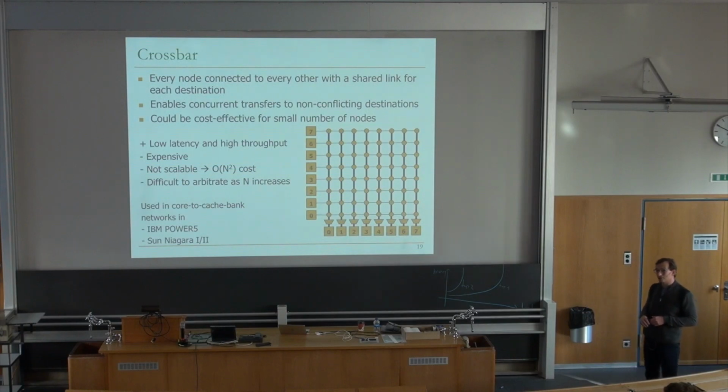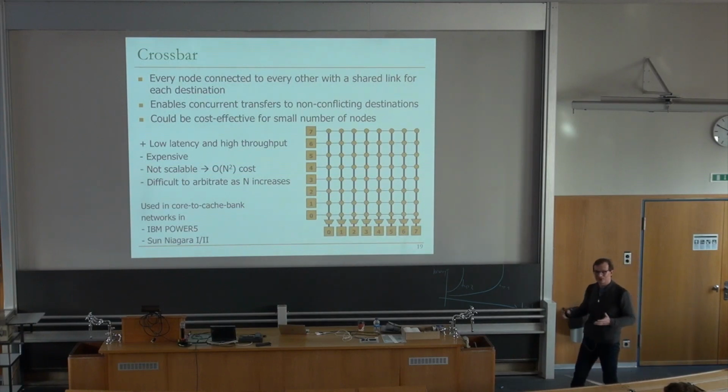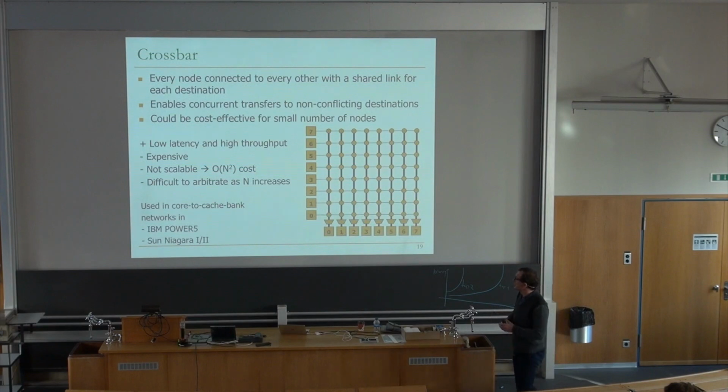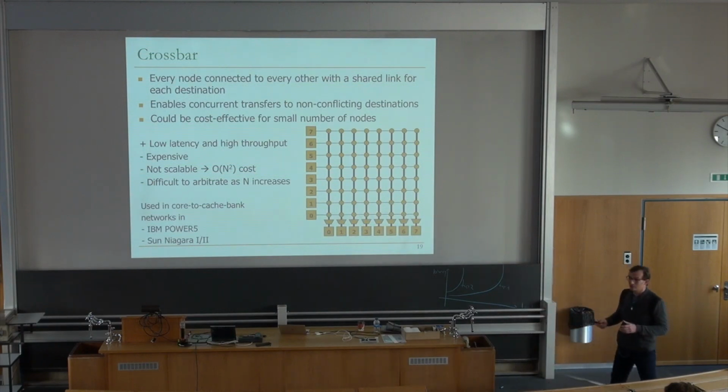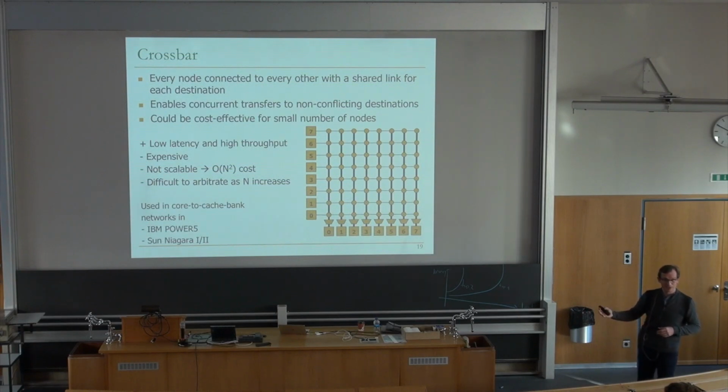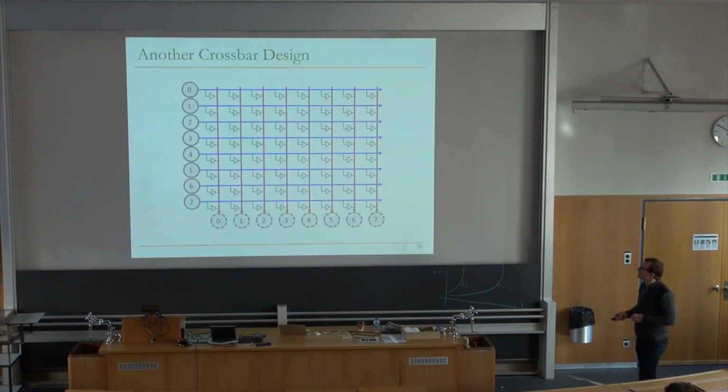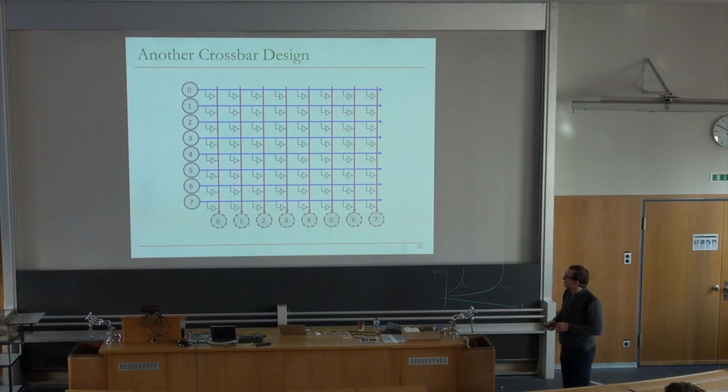But if your N is small, this is actually not bad, because it gets you a lot of the benefit of point-to-point connections without a lot of the cost of it. And this is used in core-to-cache bank networks in many systems. These are some of the early systems that use them. I'm going to give you examples, but we'll take a look at that in a little bit more detail.